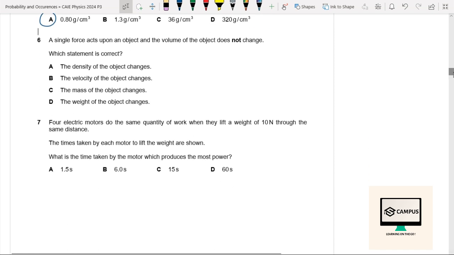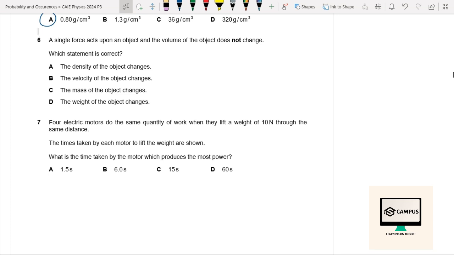Moving on, question number 6. A single force acts on an object and the volume of the object does not change. Which statement is correct? So the volume is not changing. That means it's not compressing; its volume is not changing.